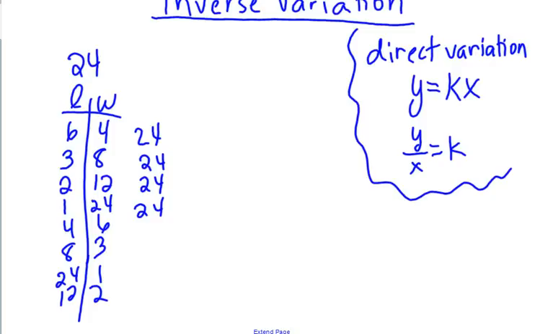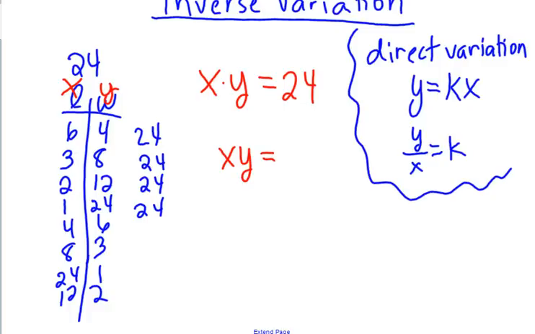But if we replaced L and W with X and Y, so this is X and this is Y, what did X times Y always equal for this pattern? 24. This pattern here, where X times Y equals a constant, what letter do we use for constant here? K. When X times Y equals the constant, this is what inverse variation looks like.